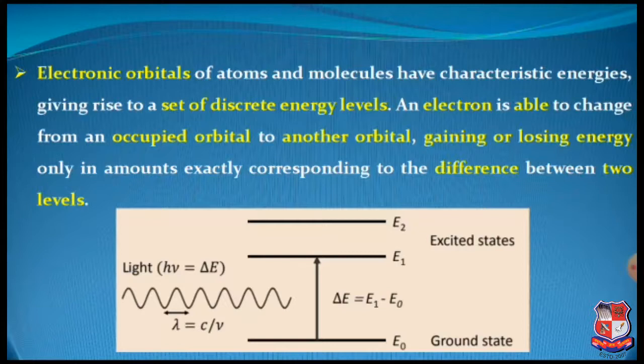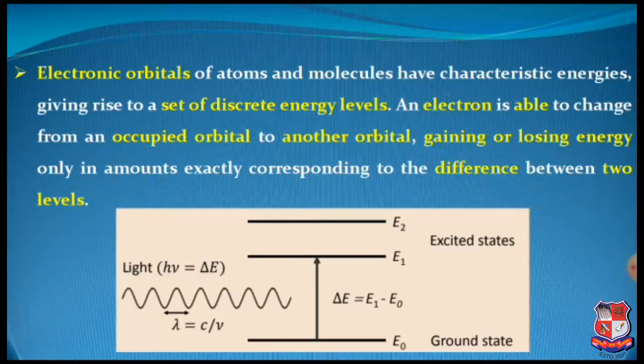Electronic orbitals of atoms and molecules have their characteristic energy, as we all know, which gives rise to a set of discrete energy levels, which can be easily seen from the figure. That means ground state, excited states. There may be first excited state, second excited state, and so on. That means a set of discrete energy levels.